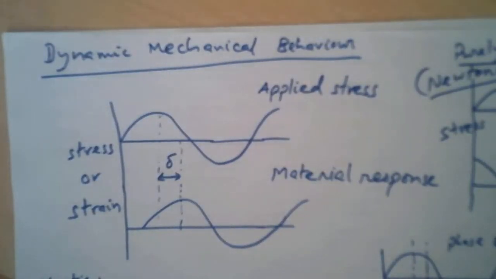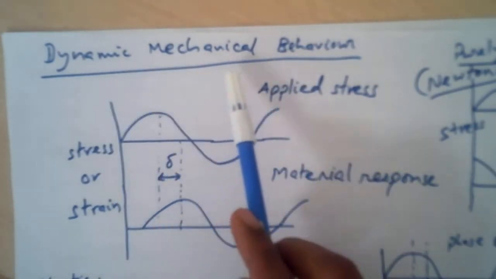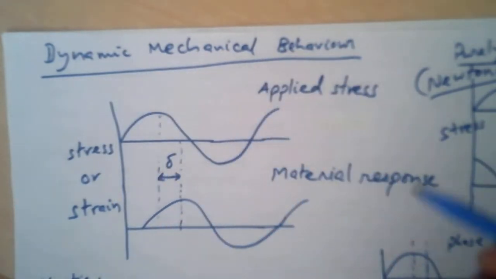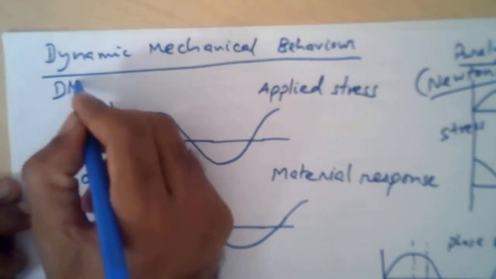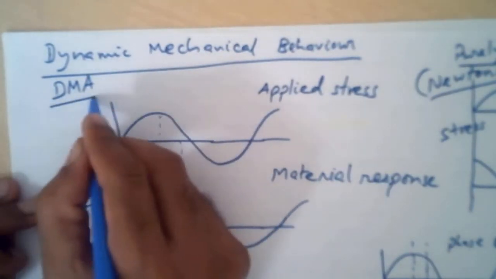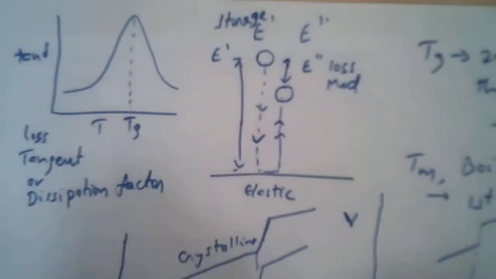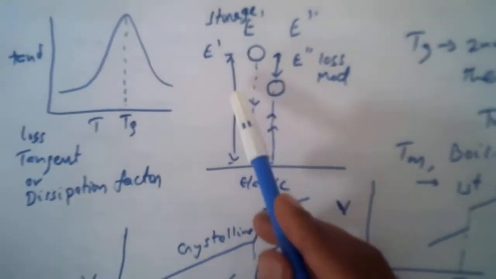Here we will discuss another way of determining glass transition temperature, which is known as dynamic mechanical behavior or dynamic mechanical analysis. In short, this is also known as DMA. Dynamic mechanical, A stands for analyzer. Okay, so this is similar to what I have discussed in this particular slide here.